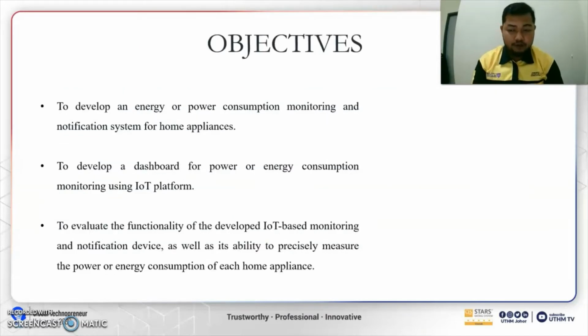The objectives of this project, firstly, are to develop an energy or power consumption monitoring and notification system for home appliances, to develop a dashboard for power or energy consumption monitoring using an IoT platform, and lastly, to evaluate the functionality of the developed IoT-based project, as well as its ability to precisely measure the power or energy consumption of each home appliance.